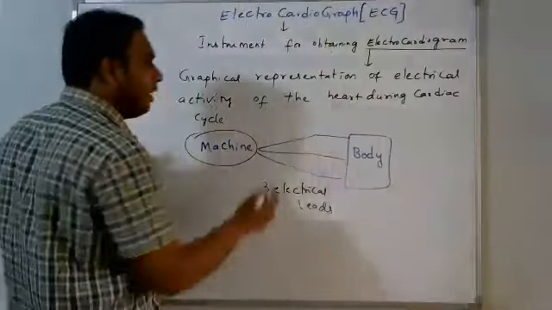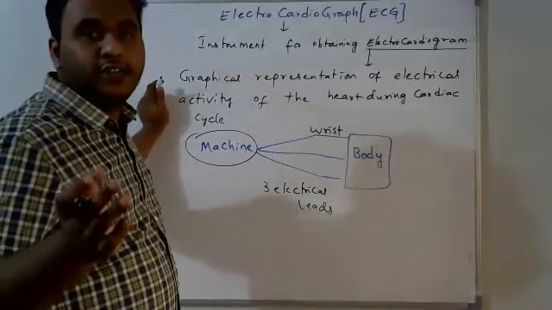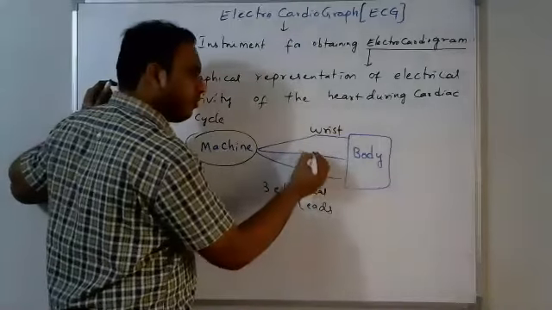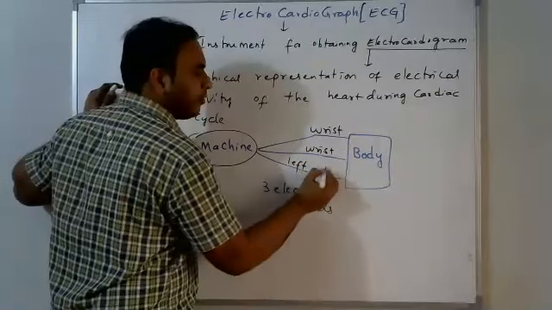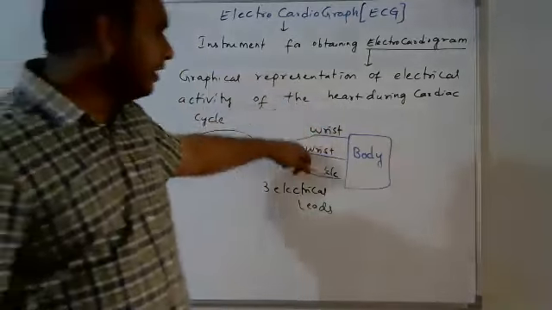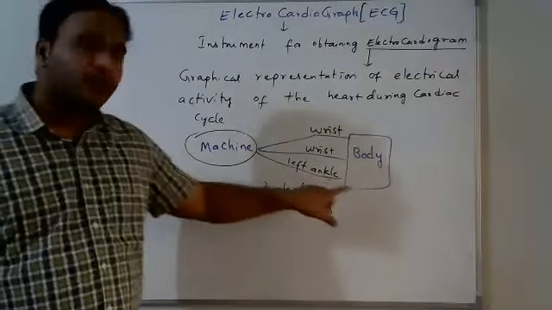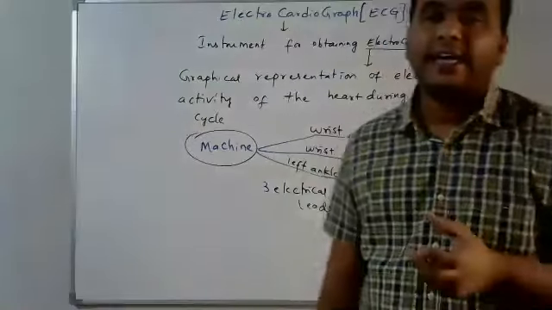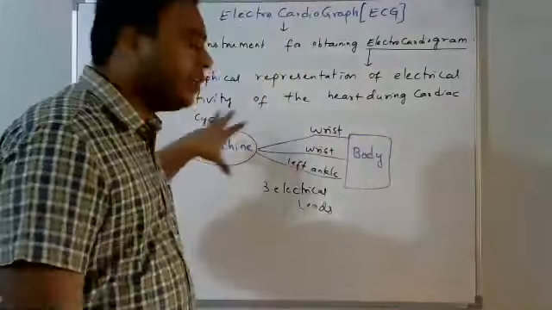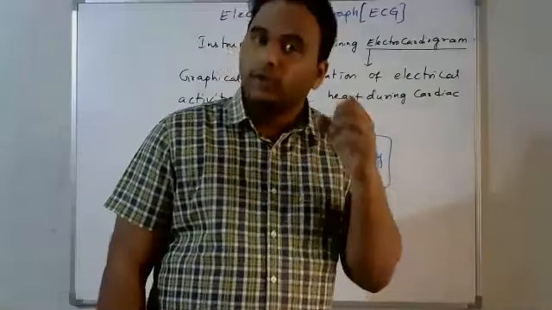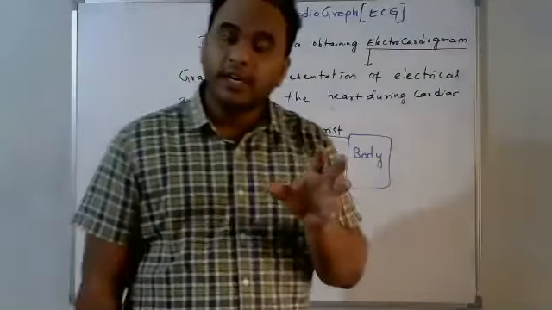One electrical lead goes to each wrist, and one more electrical lead goes to the left ankle. These three electrical leads will be connected to the machine, which monitors the heart activity.